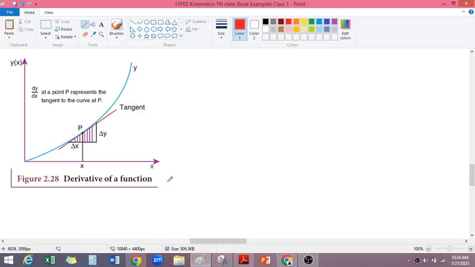Again, you'll study more about this in your maths. For now, to apply it in physics, they are given some basic understanding. Slope is nothing but how much tilt you have with respect to the horizontal. So at every point, the slope will keep on changing.